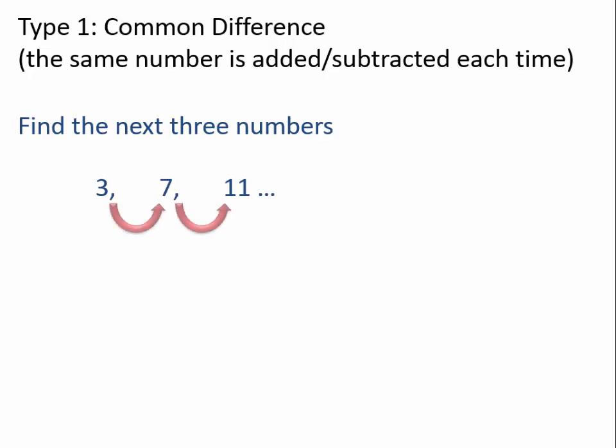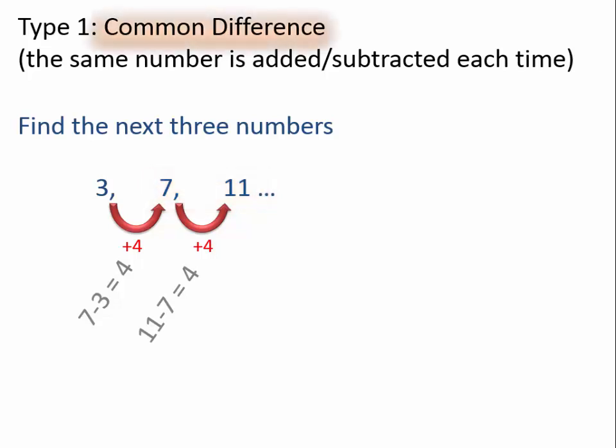Well, if you look, you'll see that each time 4 has been added. But why is it called the common difference? Well, if we take the two numbers, and we always take the second number minus the first, we'll get 7 subtract 3 is 4. And if we look at the next one, 11 subtract 7 is 4. So there's your common difference, the difference between the next term and the previous term.